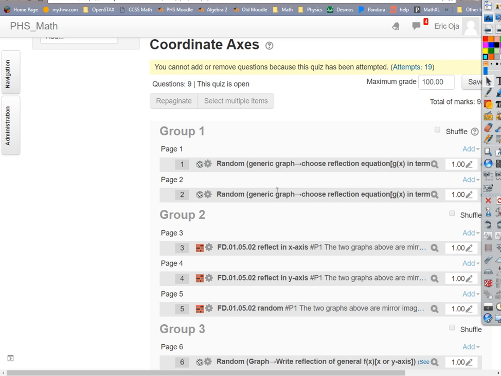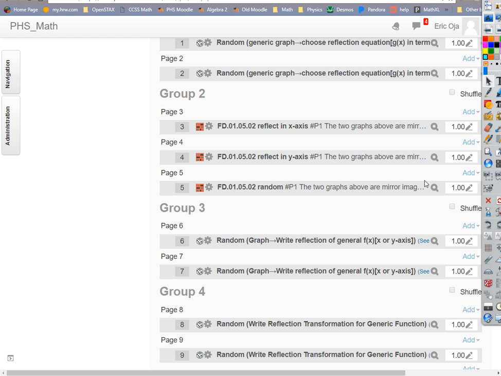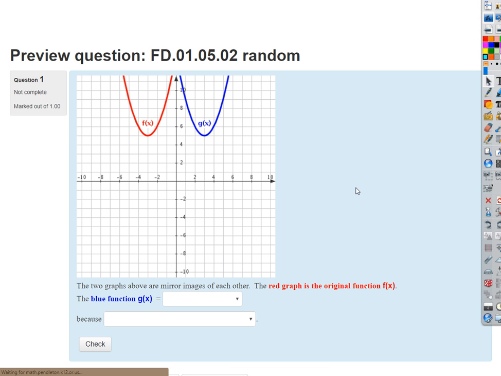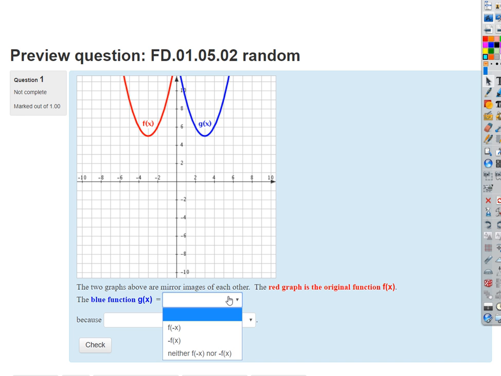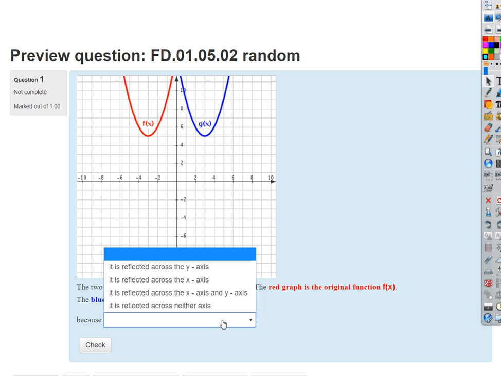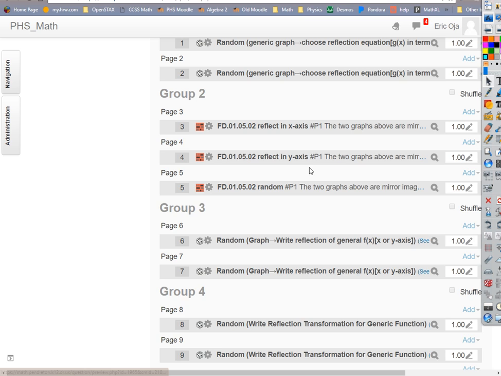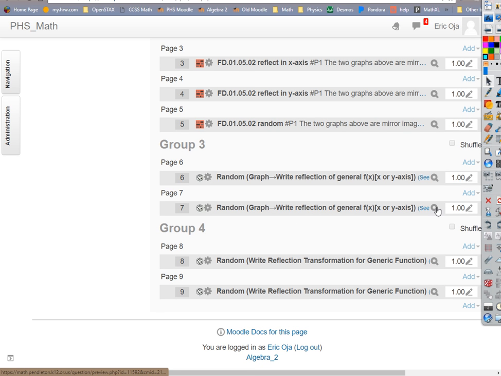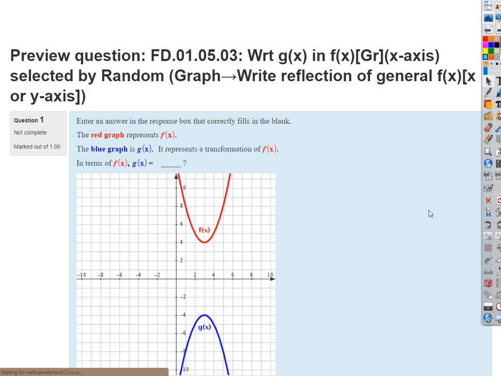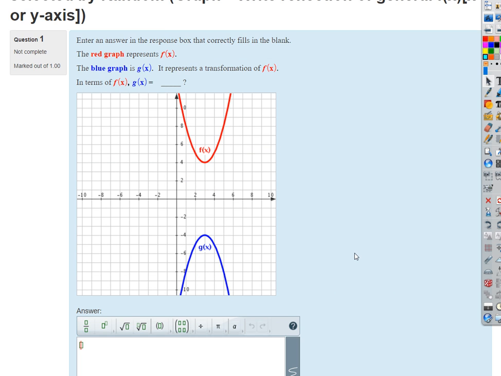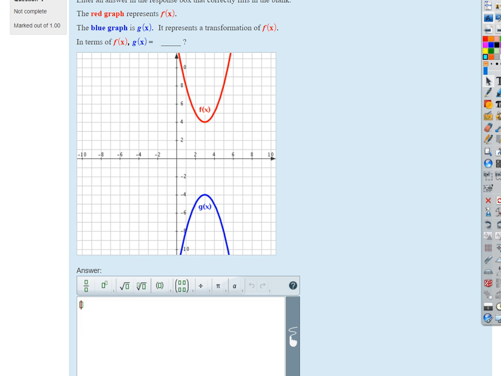All right, how about stuff like this? So what's that one? So I'm supposed to say the blue function is what in this case? F of negative x, because it's reflected across the y-axis. Okay? And then the rest of it's really just more of the same. So in that case, if you're going to write out the function in terms of f of x, what's g of x here?